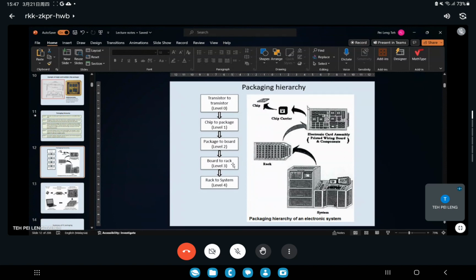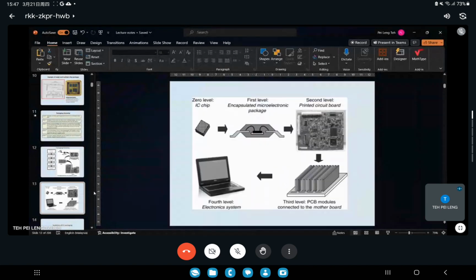Board to rack, level 3. So this rack you want to connect to other systems, for example, printer, computer, and so on, to make it fully function. So this is level 4. In factory they divide by this: level 0, level 1, level 2. In most of our country we start with level 1, and level 2, 3 and 4. So in short, level 0 is the IC chip level.